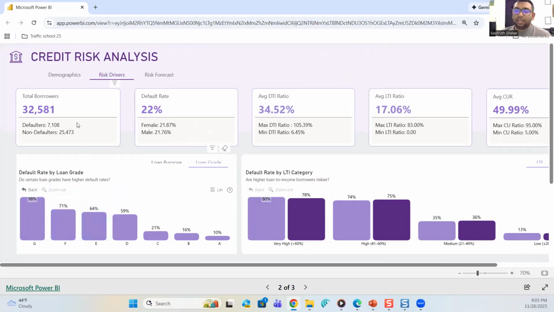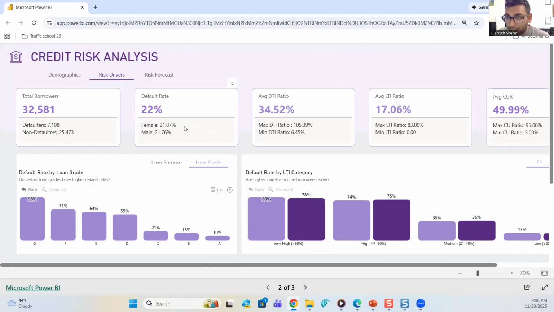This is a bank. They are analyzing their defaulters and trying to figure out what they can do to reduce the defaulters. Generally, banks loan out money to small businesses or to individuals, and most of the time banks get paid back. Sometimes banks don't get paid back. In order to reduce the defaulters, they are analyzing the defaulters' data. For example, they have calculated the number of defaulters, 7,108, and the number of non-defaulters, 25,473. 22% of them are defaulting, 78% are not defaulting. There's 21.76% of them that are male.